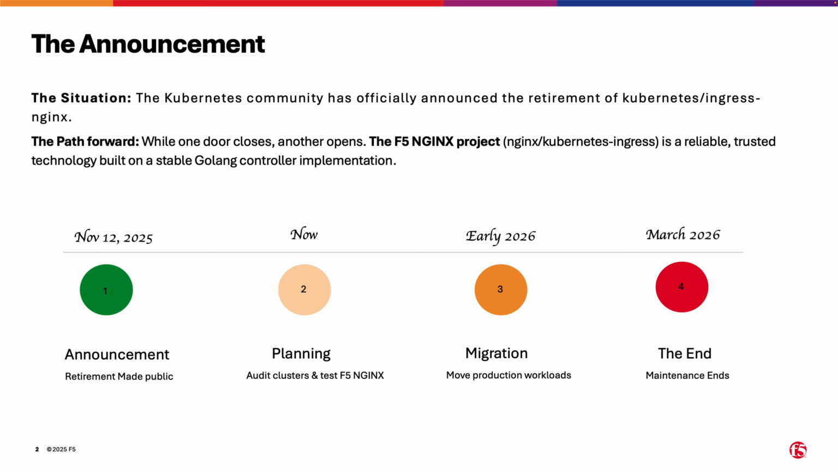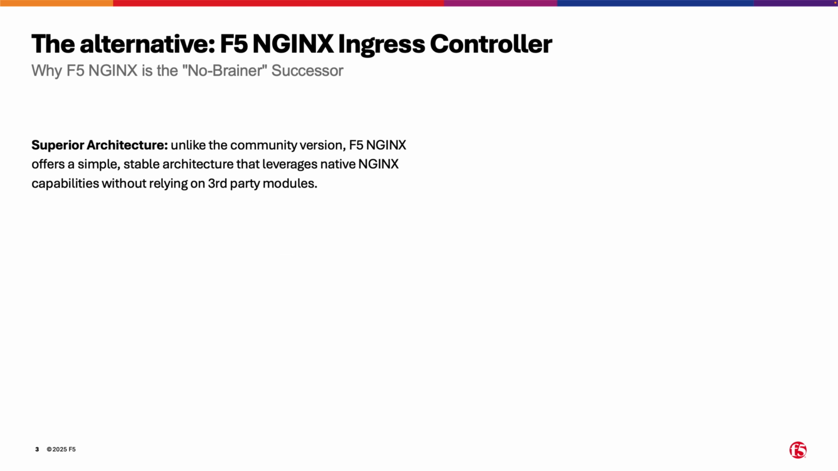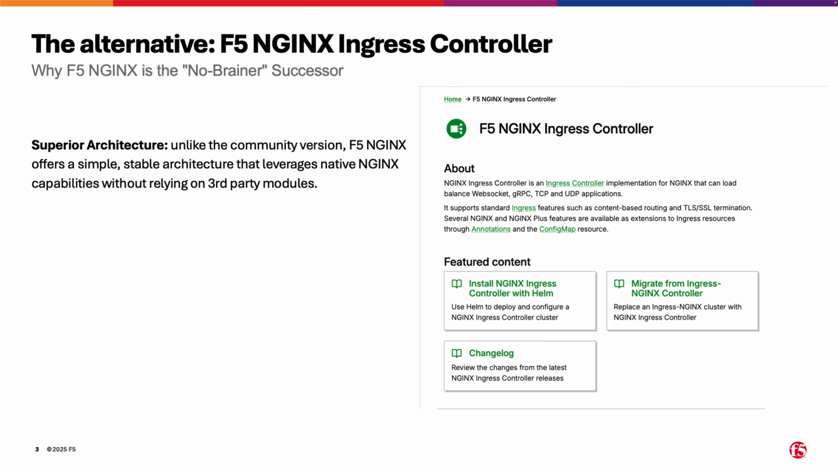The path forward. Rather than viewing this as a crisis, we see it as a necessary architectural shift. The F5 NGINX Ingress Controller is the natural successor. It provides a stable, trusted platform built on a native Golang implementation, ensuring a seamless transition to a fully supported environment. So, why is the F5 NGINX Ingress Controller the right choice?